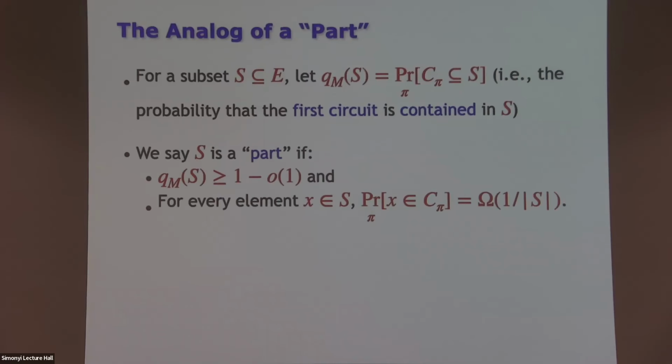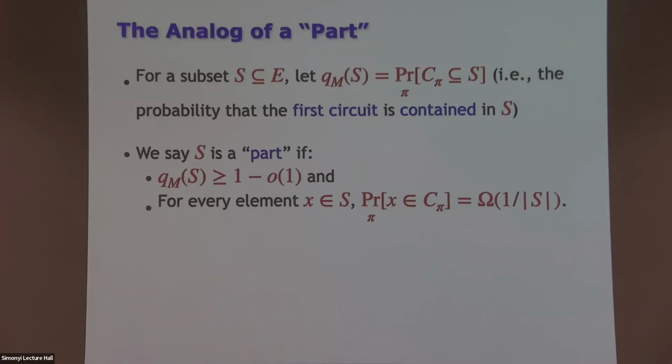And what we saw before is that we want this probability to be large. In the previous algorithm we saw, we wanted this probability to be like 1 minus 1 over poly n. We're not going to ask for something quite as strong here. But in general, we say that a set of elements S is a part if this circuit containment probability is at least 1 minus little-o of 1.